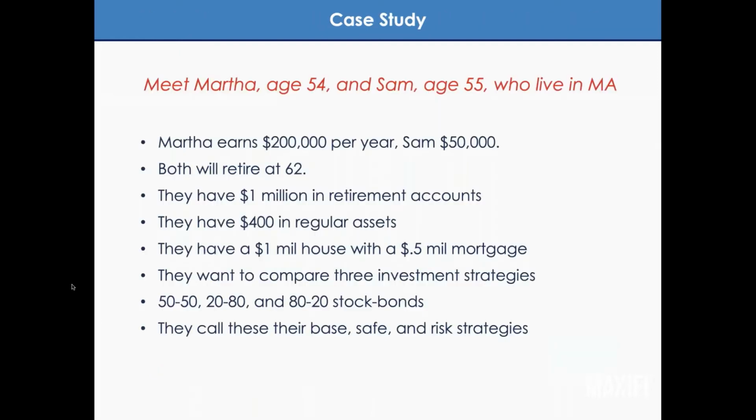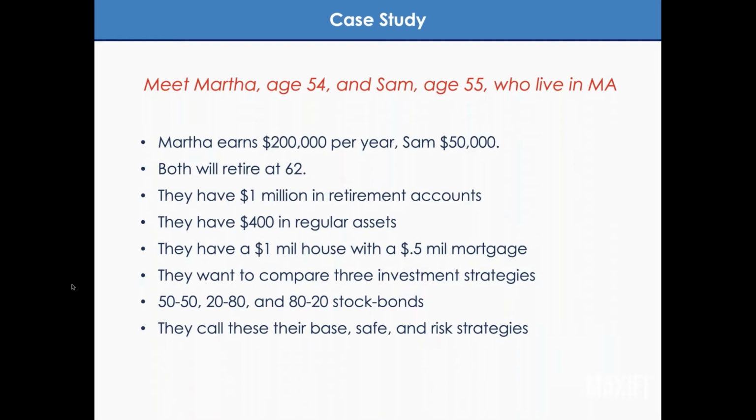And we'll be talking about this couple, Martha and Sam. Martha's 54, Sam's 55, a Massachusetts couple. She's earning $200,000. Sam's earning $50,000. Both are going to retire at 62. They have $1 million in retirement accounts. They have $400,000 in regular assets. They have a $1 million house with a $500,000 mortgage. And they want to compare 3 very simple strategies.